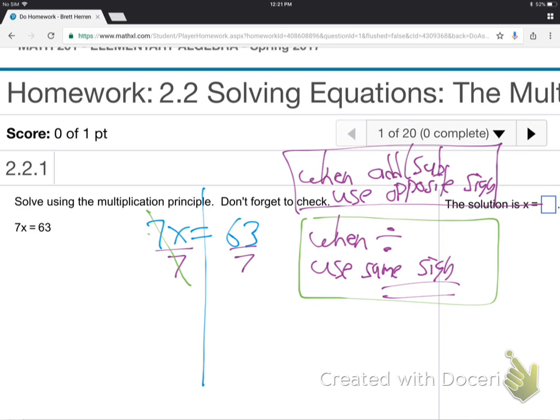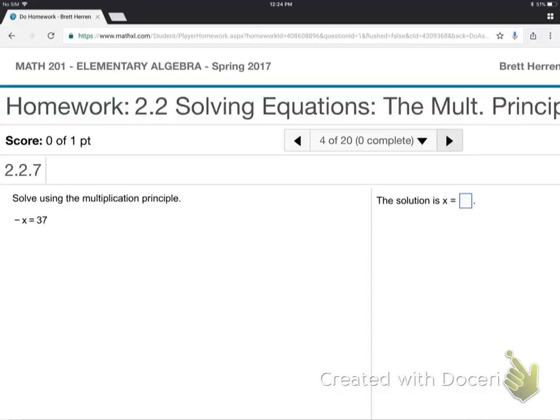So anyway, we didn't even have a negative. I'm kind of jumping the gun here. We just had a regular 7, so we just divide both sides by regular 7. 7 goes into 63 9 times. Good? On that one? There we go. So negative x is 37.